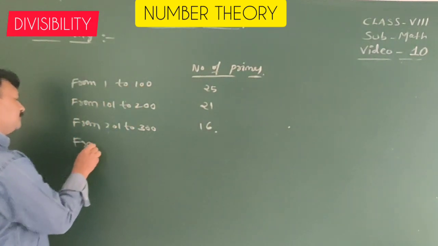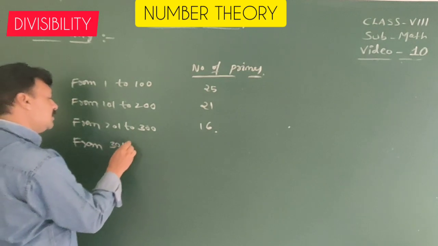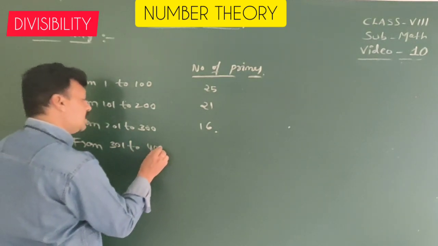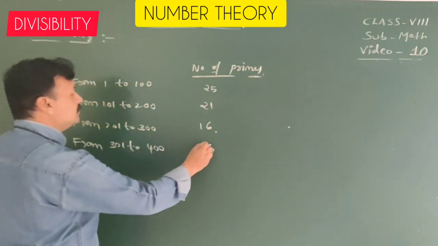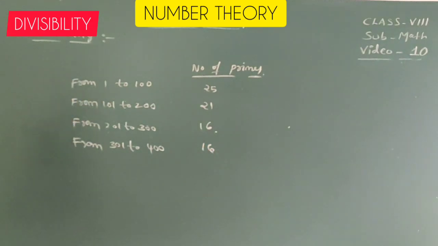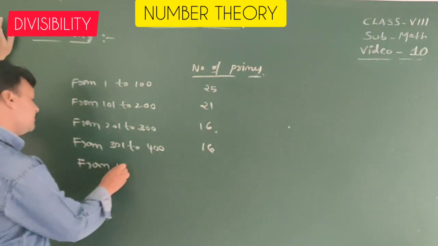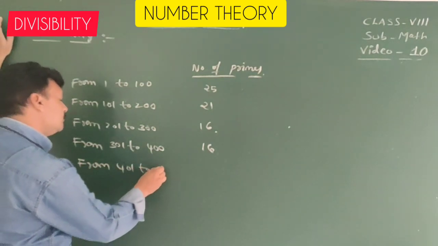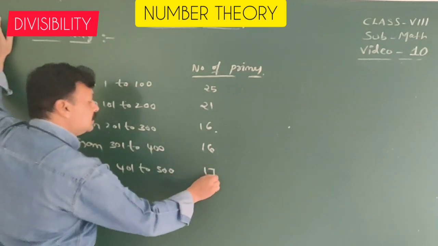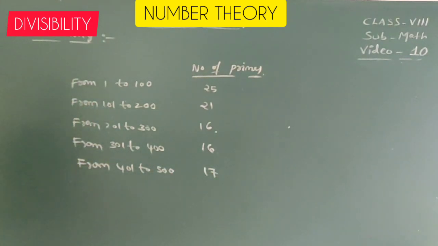From 301 to 400, again we have 16 primes. Then from 401 to 500, there are 17 primes. Okay, we know the number of primes between these ranges also.